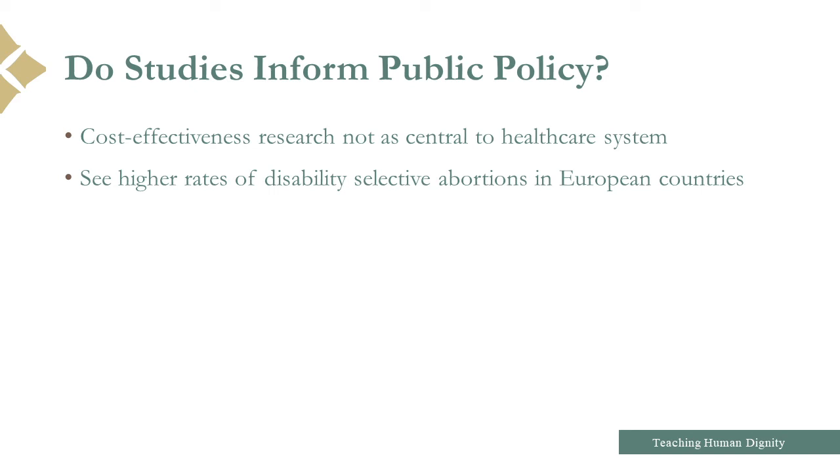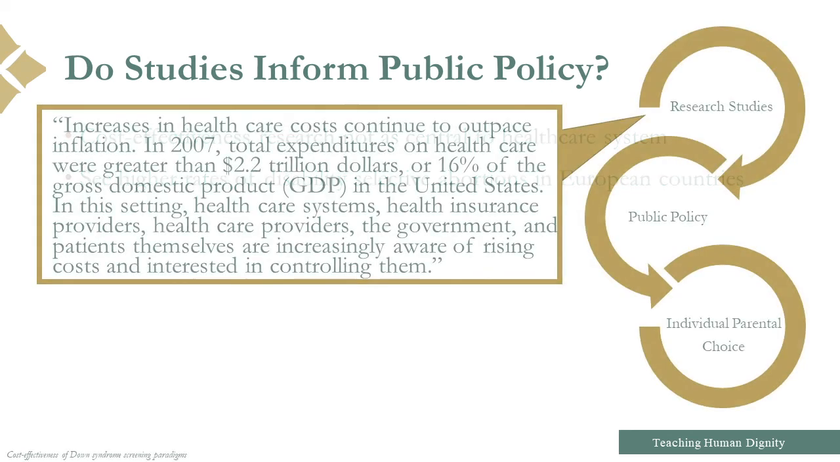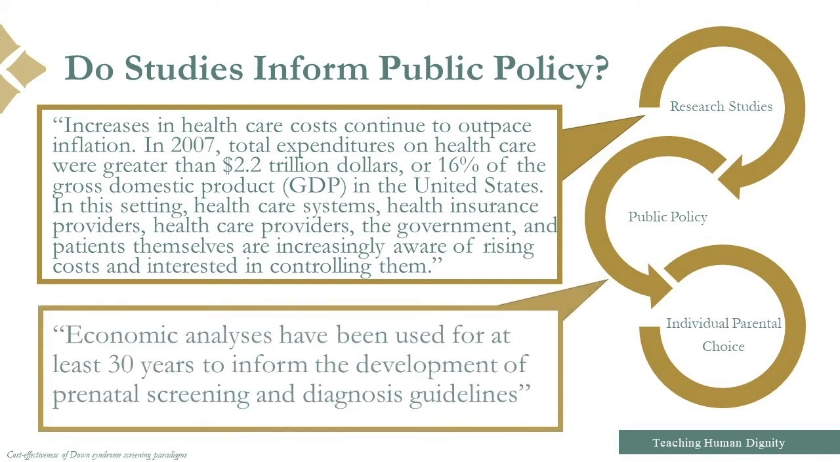For example, the choice of California to offer prenatal screening to all pregnant women, insurance companies covering screening, et cetera. It's hard to believe that they are not doing this because of the cost effectiveness. An article in 2010 in the most mainstream journal of obstetrics, the Journal of Obstetrics and Gynecology, after detailing the astronomical cost of healthcare, goes on to say that indeed economic analyses have been used for at least 30 years to inform the development of prenatal screening and diagnosis guidelines.